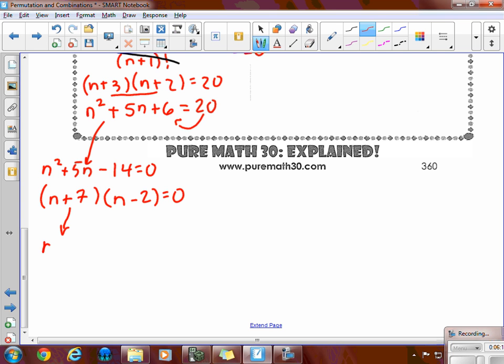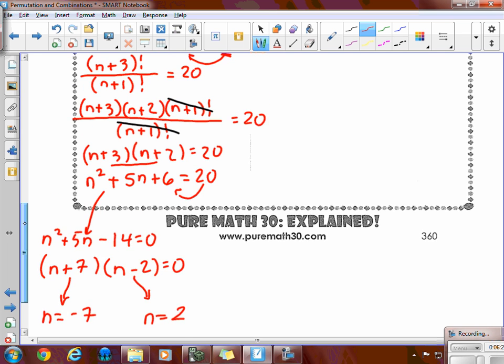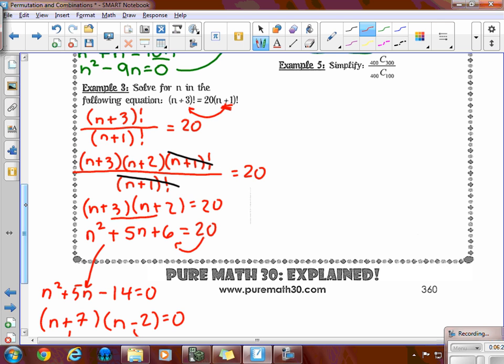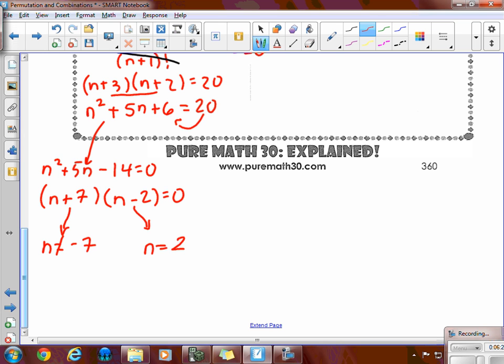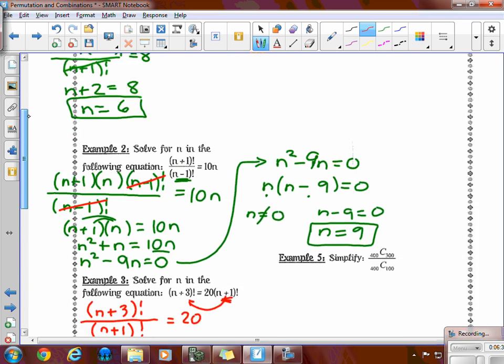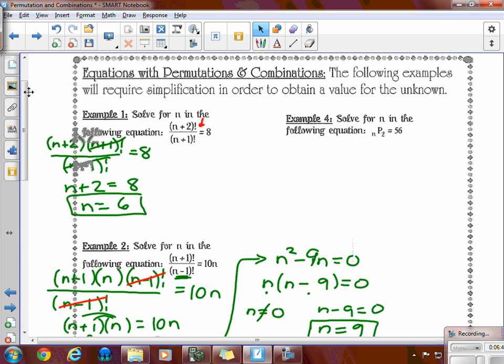This gives me a solution of n equals negative 7. This gives me a solution of n equals 2. And again, for the same reasons as the last one, I can't put a negative 7 into the original equation and have a negative factorial. Therefore, this root is non-existent, and the only solution that I'm left with here is n equals 2 for the final answer. So let's look up now at example 4, a little bit different.